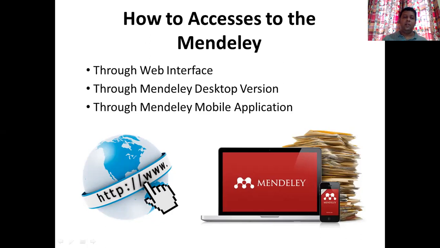The other way, you can use the Mendeley desktop version. That means you can install Mendeley on your computer. Then without internet, you can go to the Mendeley software that was installed on your computer and use it. The third way, you can use the Mendeley mobile application when you are traveling or going somewhere else. If you have your Android phone with you, you can use that Android phone and access the Mendeley software. So it gives so many facilities when you are accessing Mendeley. Basically, web interface, desktop version, and mobile app.